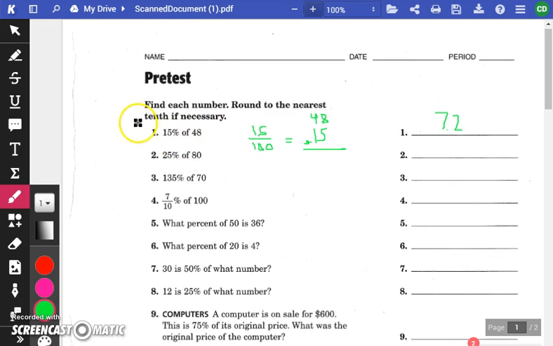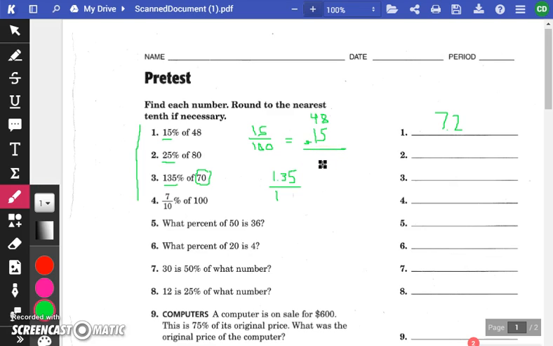So all of these problems are pretty basic as long as you know how to convert from percentages to a decimal. 135% is going to be a number larger than 70. 100% of 70 is 70. So when you multiply 135 over 100, you get 1.35 over 1 when you simplify 135 over 100.